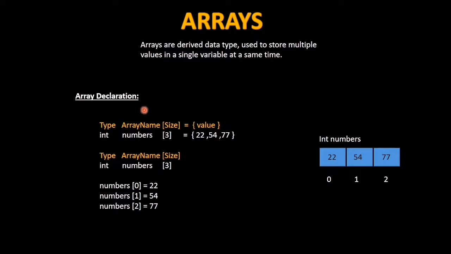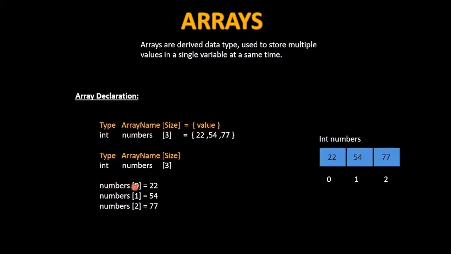Array declaration is of two types. In the first method, we have the type, array name, size, and its values, as we have done in this example. In the second method, we write the type, array name, and size. If you want to store data in this array, we have to store it separately based on index number. For example, first write the array name, index number, and then the value.